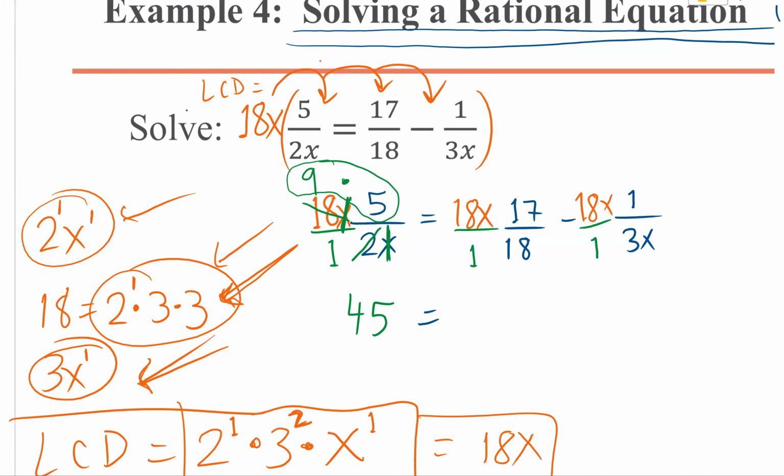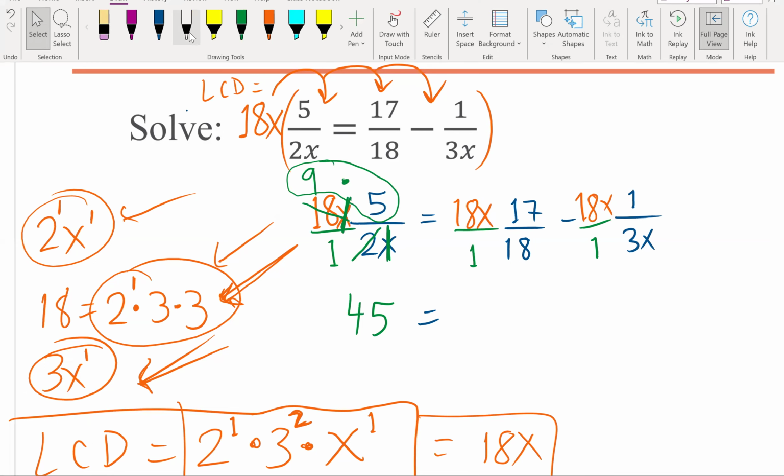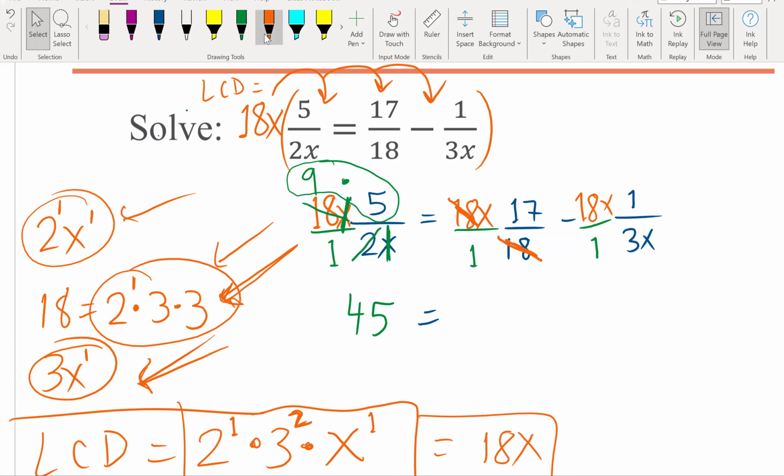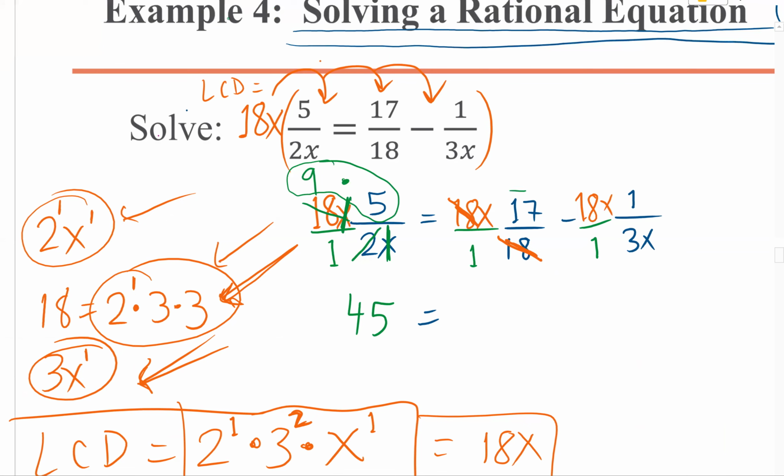How about the second fraction, the one directly to the right of the equal sign? 18 can just cancel with 18 outright, but the x is still there. It'll be x multiplied by 17 left over. I can write 17x. And if there's still a denominator left other than 1, that probably means your least common denominator wasn't right. It might have been too small.